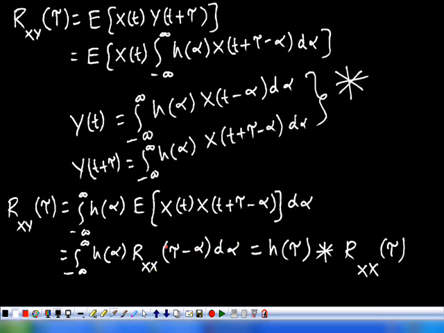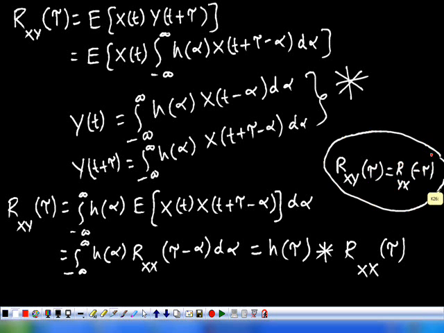So we obtain the cross correlation between output and input, input and output. See, both are not the same. Rxy of tau and Ryx of tau are not the same. But we already know that. You can verify that Rxy of tau is equivalent to Ryx of minus tau. That is satisfied.